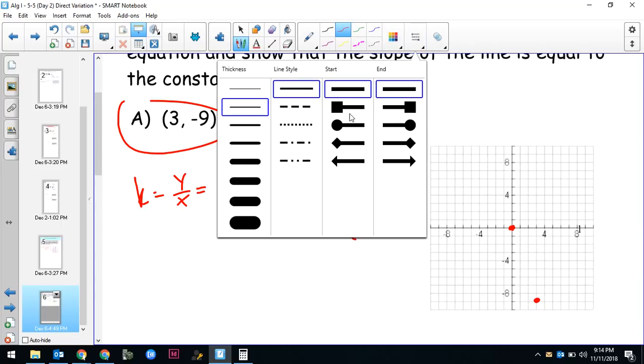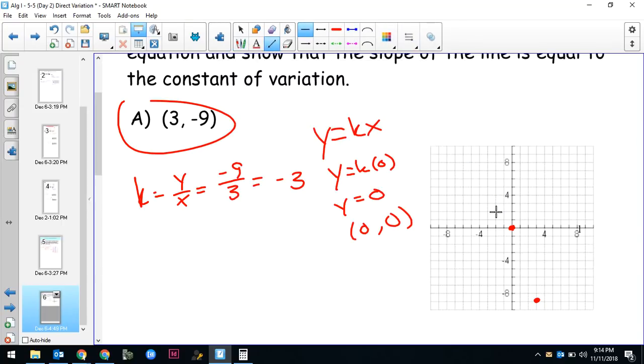Now I'm going to be fancy and get a line tool here. Let's use arrows, sure. Okay, there's my direct variation. It must run through 0, 0. It must go through that point, and we've talked about it, we only need 2 points to make a line. So there's my graph.